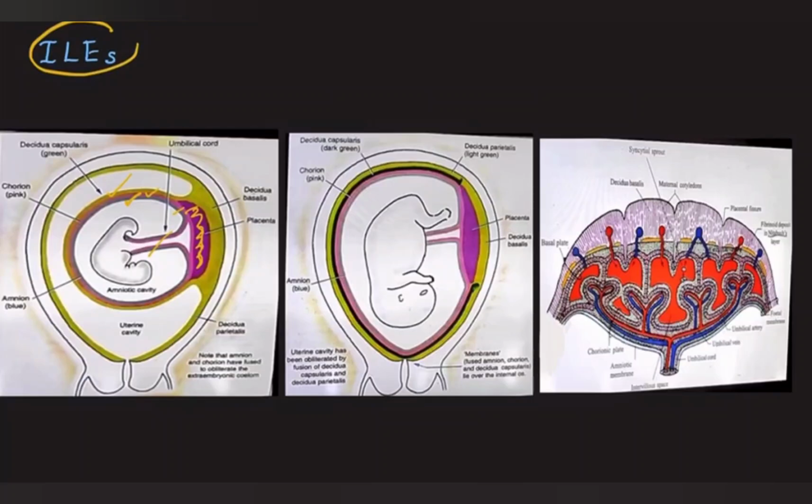As the fetus grows, it obliterates the uterine cavity, but is still, see, covered by the innermost amnion, then the chorion, and finally the decidua. This is the developing placenta.